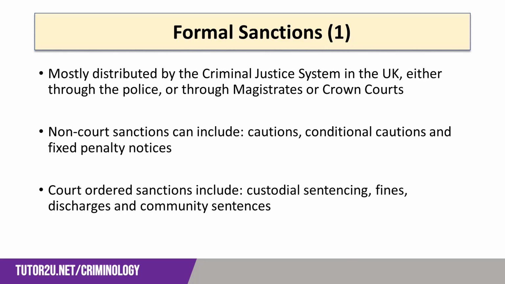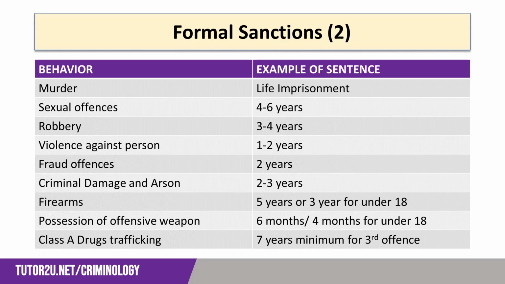As we've discussed in a previous video in this series, formal sanctions against those breaking the law include court and non-court sanctions. Non-court sanctions include cautions, conditional cautions, and fixed penalty notices, whilst court-ordered sanctions include custodial sentencing, fines, discharge, and community sentences. Some examples of typical formal sanctions are listed on the screen here.